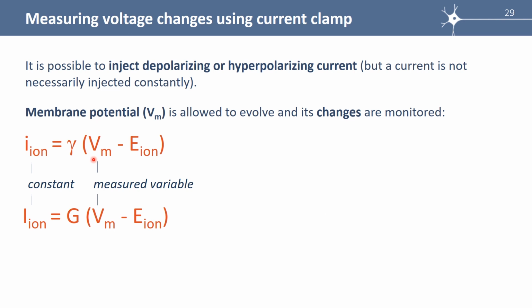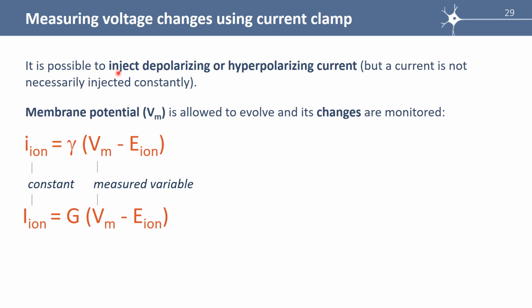Now, if we wanted to measure a change in potential, what are we going to do? We want to measure here Vm, the variable. E ion is a constant, but I ion is also a variable. So we say that we measure in current clamp, but be careful, this is not the reverse of voltage clamp. We do not clamp the current. The current through the membrane is not constant.